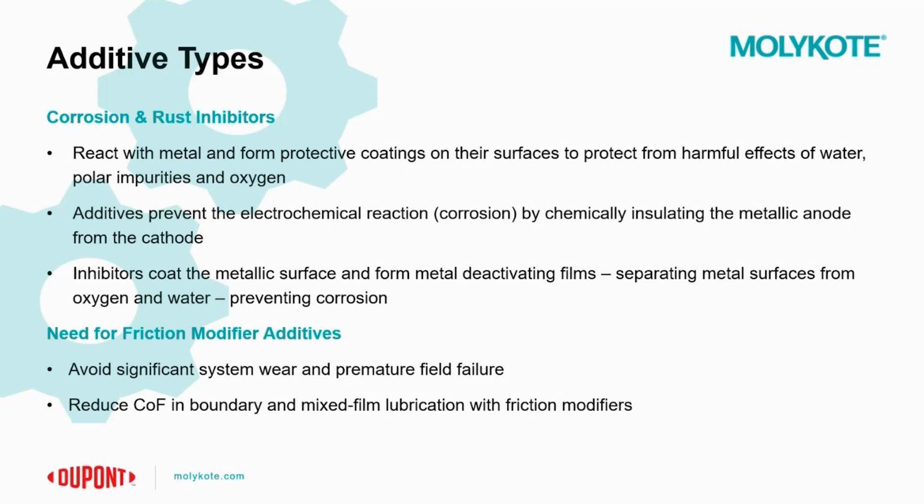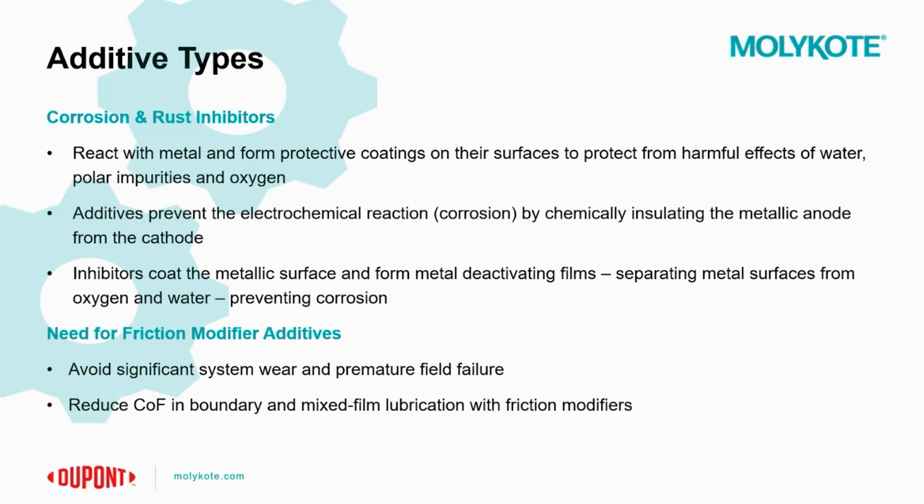functioning as an anode and the interface between the metal surface and the lubricant as the cathode. And in such a case, a metal surface in contact with oxygen and water will react to release metal into the oil. And the corrosion inhibitors eventually will prevent this process by essentially chemically insulating the metallic anode from the cathode. Additionally, you may see rust inhibitors in a formulation, which are very similar to corrosion inhibitors.